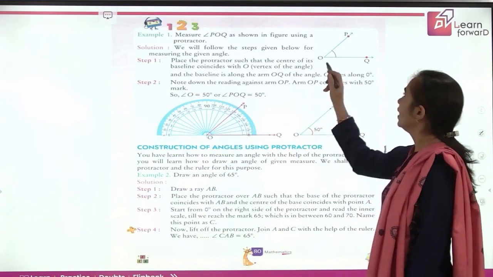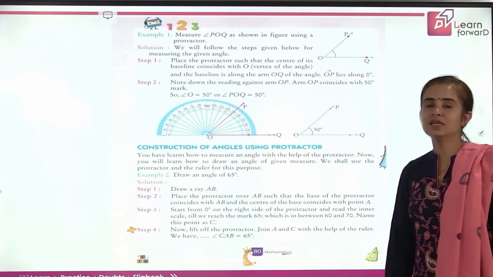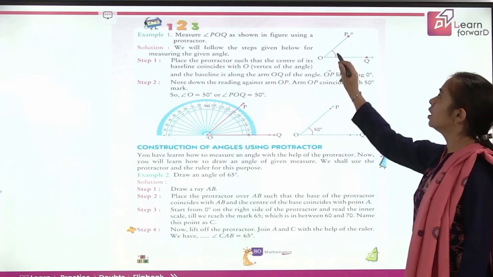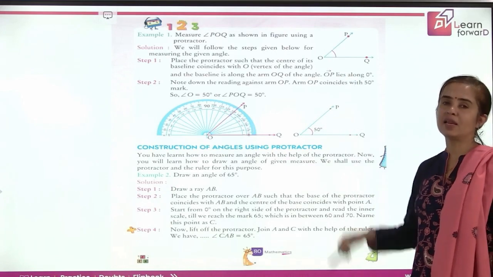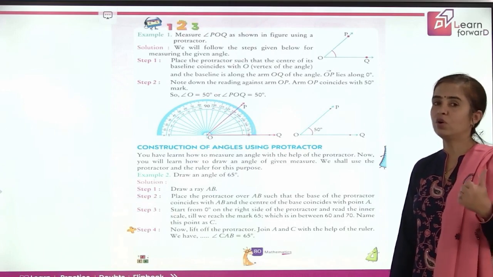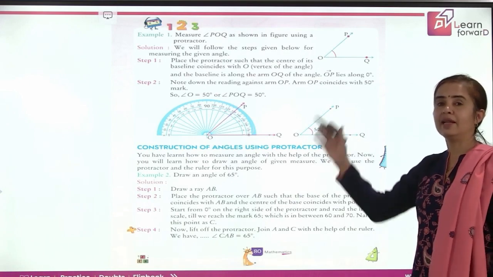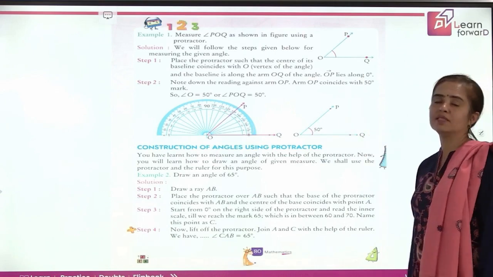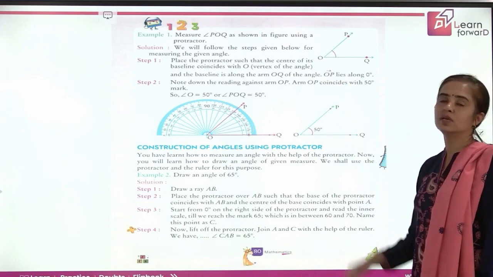Suppose you have an angle. This is your angle POQ. You want to measure it. Now, how do you mark any angle? We just put a small arc at the vertex. This is called marking an angle. Now, when you have to measure it, what do you have to make sure? I have just told you about the baseline of your protractor, and here also your angle has a baseline. This is your baseline. The center of your protractor should be fixed at the vertex of the angle.